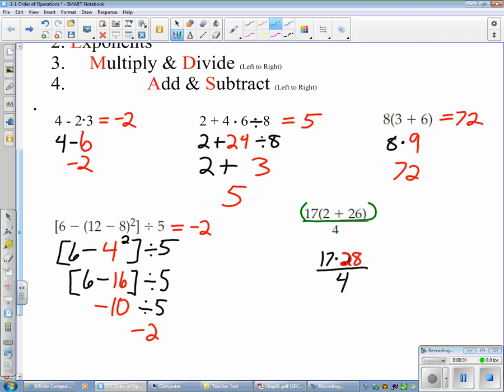Now remember, this divide by long bar is like having parentheses around both of those two. So that's what I'm going to do next. 17 times 28, believe it or not, is 476. Now I have this one big bar divided by 4. So the last operation left to do is going to be divide by 4, which equals 119.